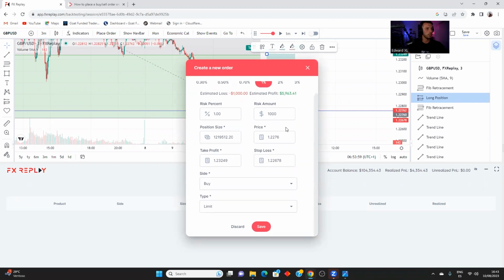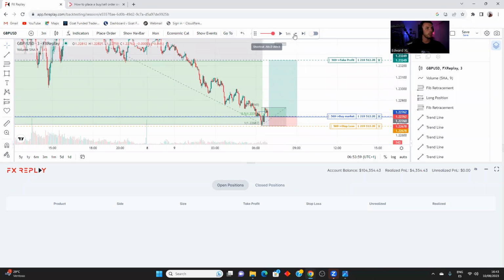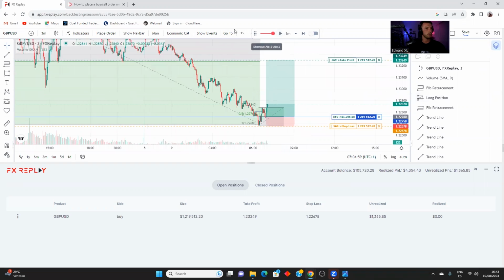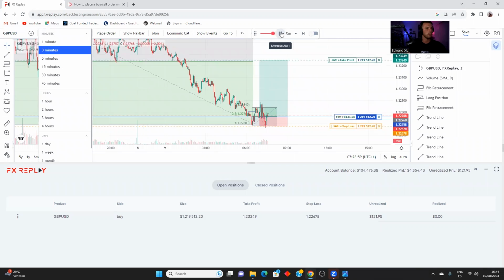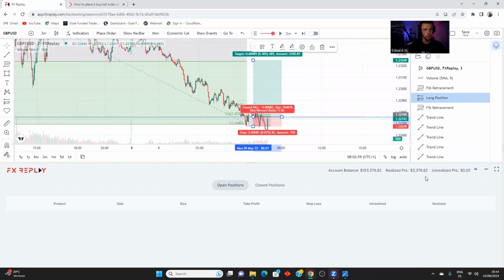Perfect. Looks good. It's a market order. Everything looks great. Let me make it a little bit faster. And this is stop loss. Hit another stop loss for a minus 1% again.